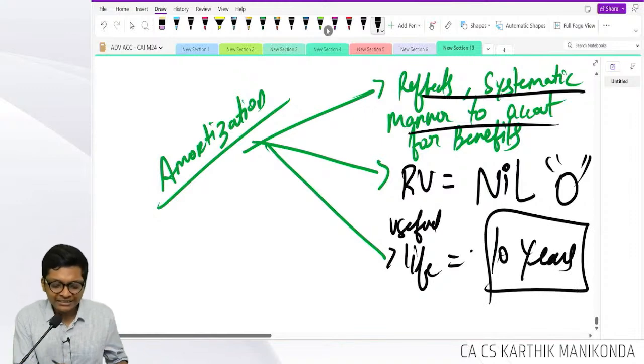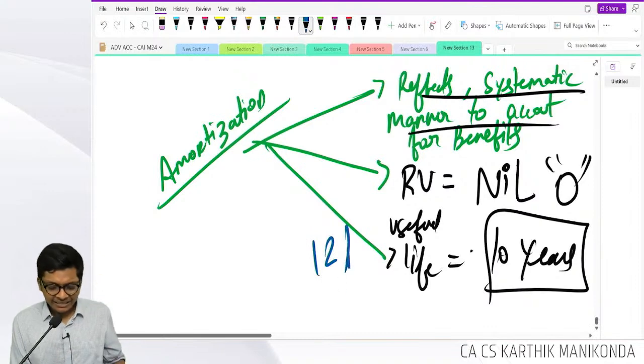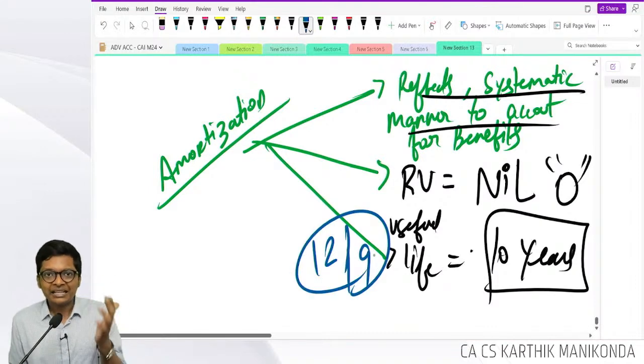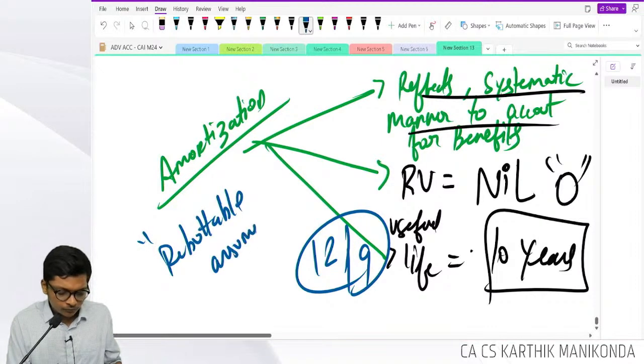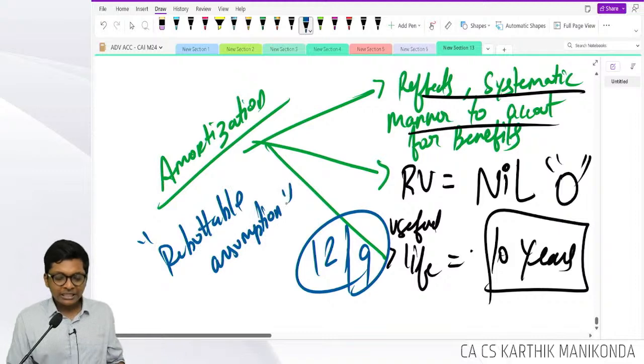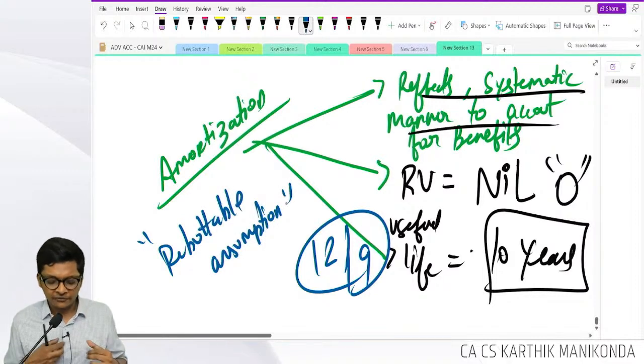Default setting is what, guys? 10 years. But can I consider 12 years? Yes. Can I consider 9 years? Yes. It is something you can argue and you can increase it if you can give justification. So this assumption is called a rebuttable assumption. That means it's a debatable assumption for useful life.